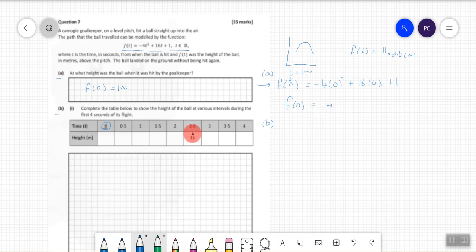We've worked out the first one, so when t is 0, the height is 1 meter. Now what we want to do is work out all of these. We use this function here, and we just substitute in our value for t. The first one is 0.5, so f(0.5) is equal to minus 4 times 0.5 squared plus 16 times 0.5 plus 1.